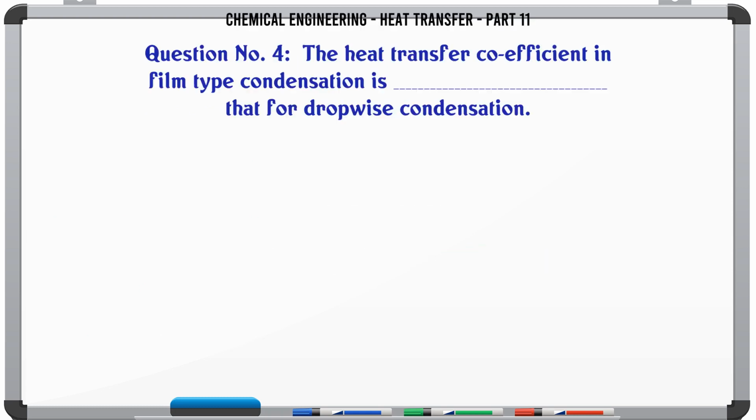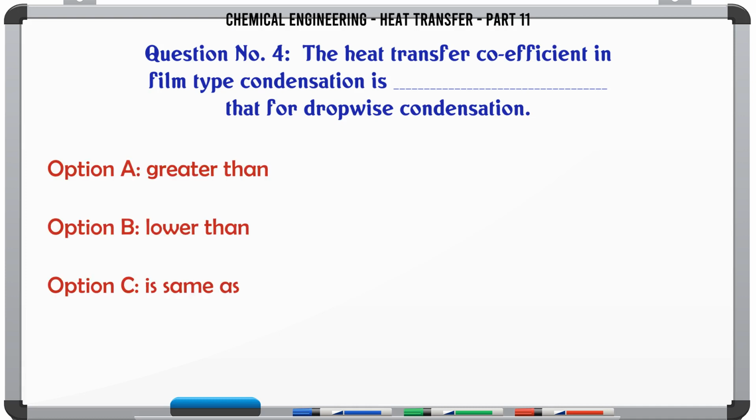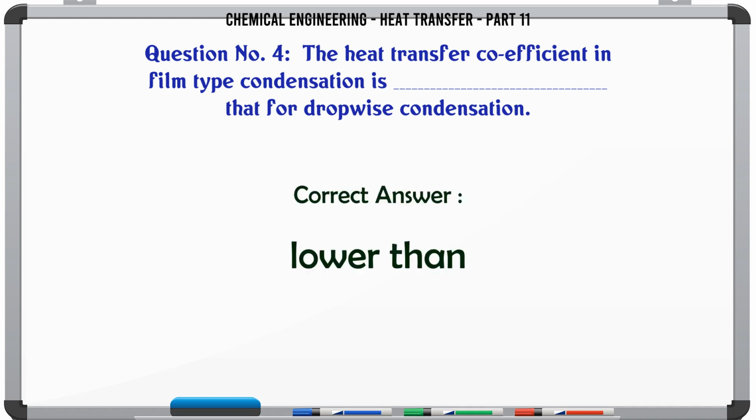The heat transfer coefficient in film-type condensation is that for dropwise condensation. A. Greater than. B. Lower than. C. Is same as. D. Half. The correct answer is lower than.